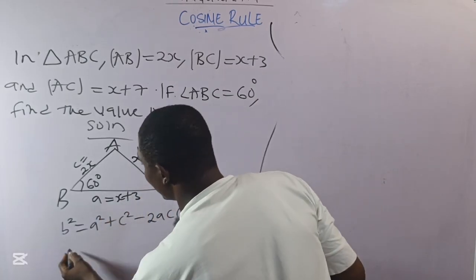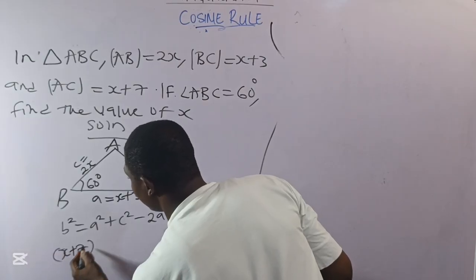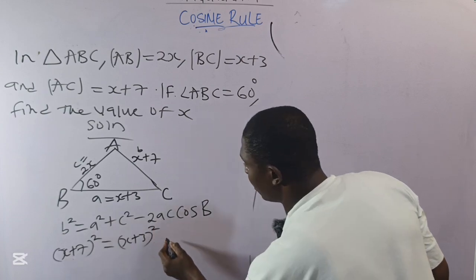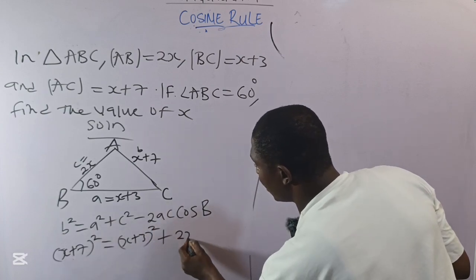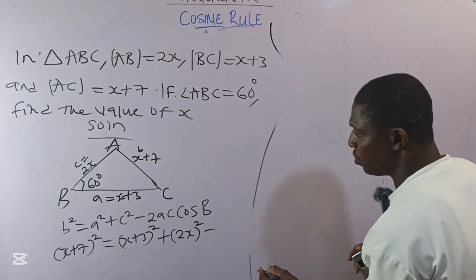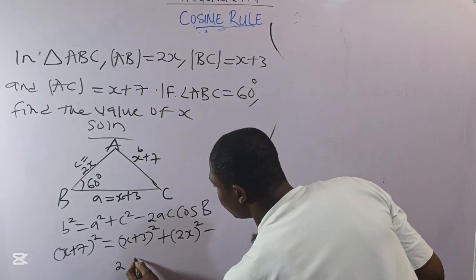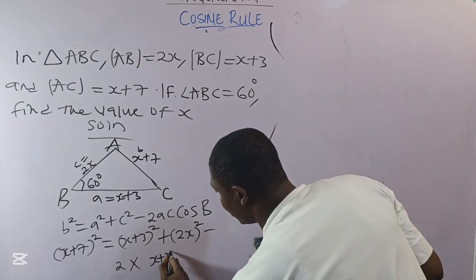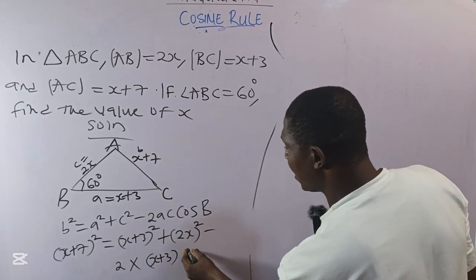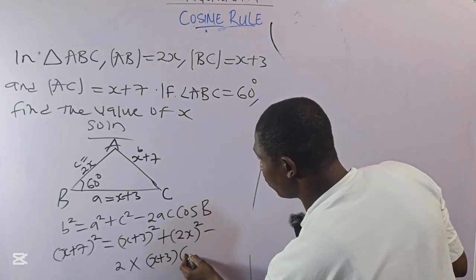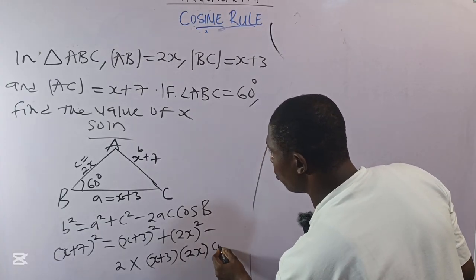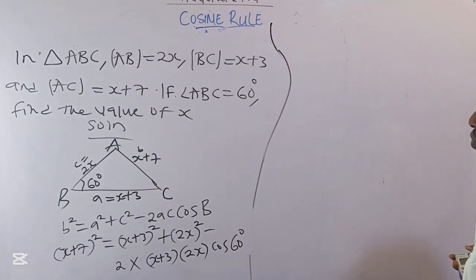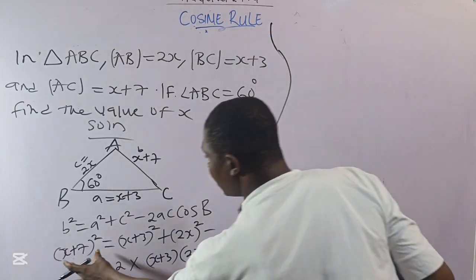My b is s plus 7, so I have (s plus 7) squared equal to my a, (s plus 3) squared, plus my c, (2s) squared, minus 2 times my a, here is my a, (s plus 3), and another bracket, my c, which is (2s), cos 60 degrees.